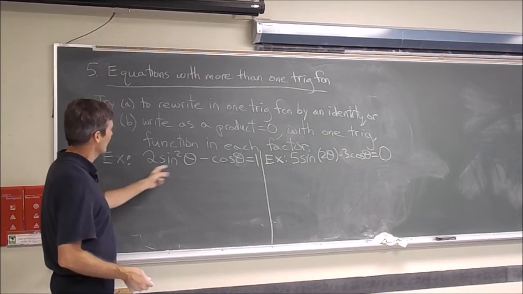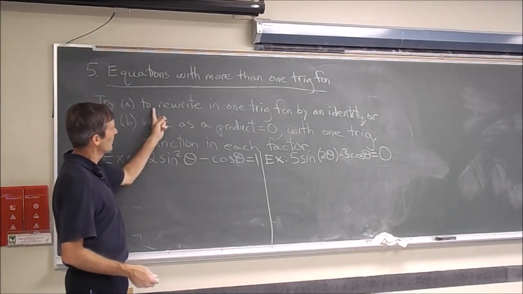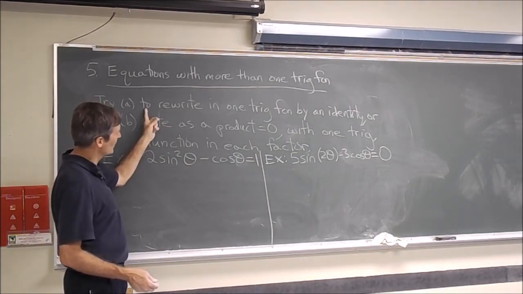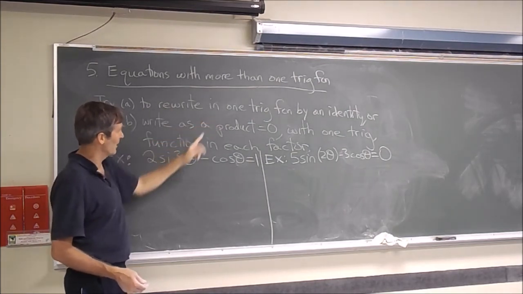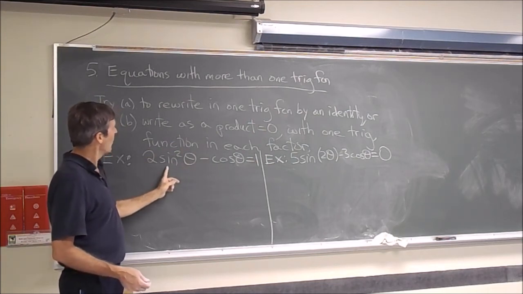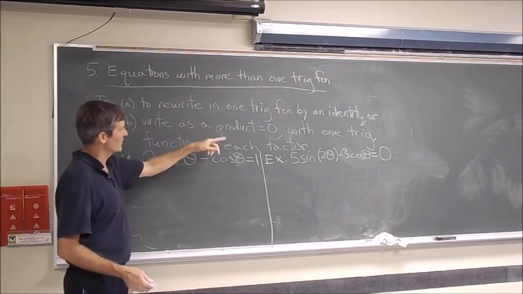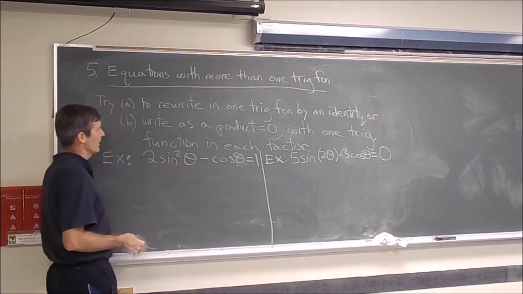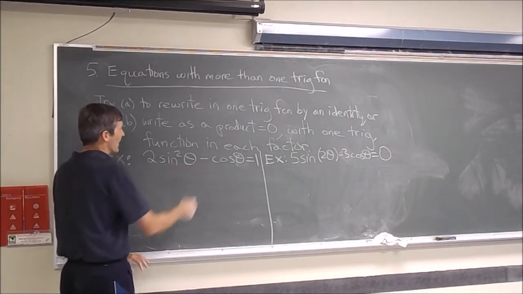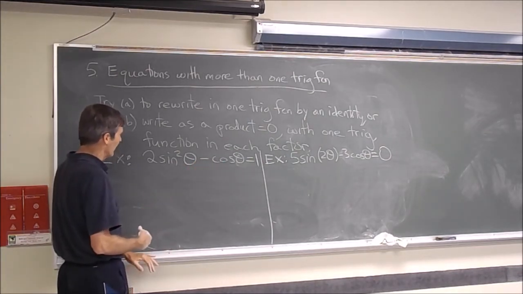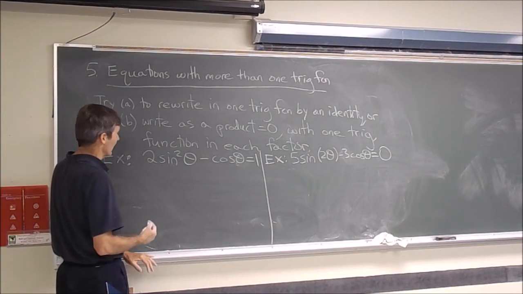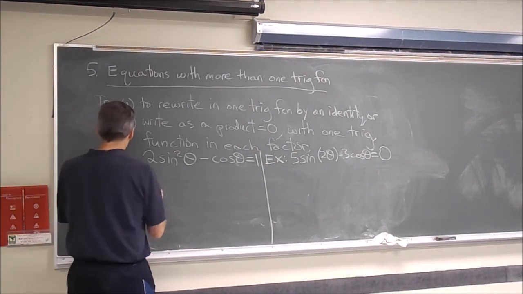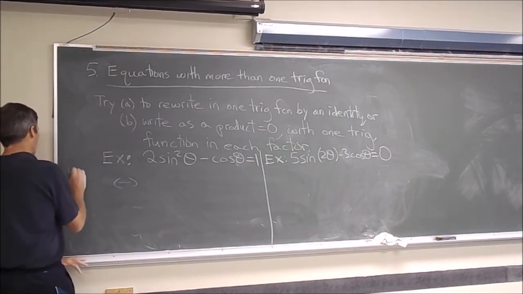What about this kind here? If I have more than one trig function, my rule is try one of these two things. I'm going to try to rewrite in terms of one trig function by using trig identities, or I might write it as a product of two trig functions equals 0, each factor having only one trig function. So let's try this one here. What can I do with that? There's a sine and a cosine. I can't solve it by any of my other methods. But I remember the Pythagorean identity: sine squared plus cosine squared equals 1. Solve for this one.